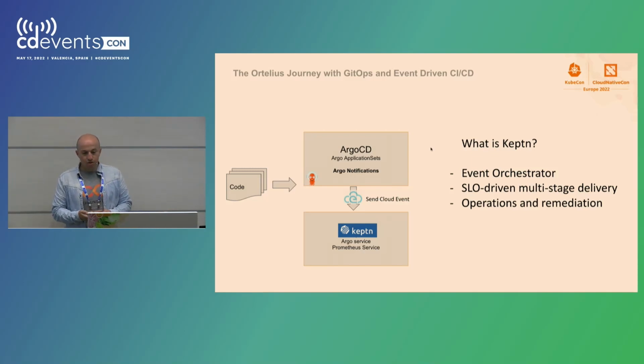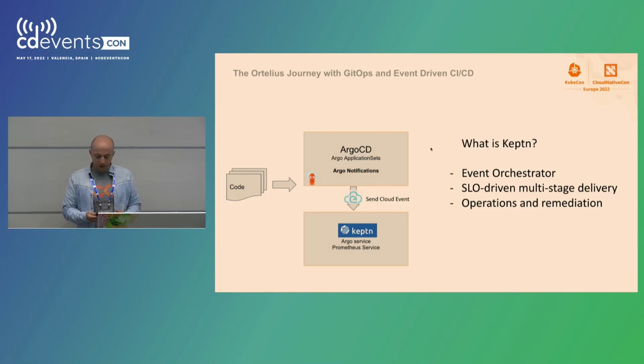So you can also do things like remediation as well. It will send an event, a problem event, through Dynatrace for example, and then that will trigger a sequence, which we'll talk about soon. You can use Argo notifications for Slack, Teams.